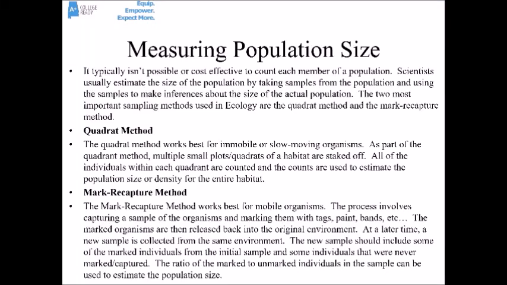So let's talk about measuring population size. Typically, it's not possible in terms of time, or it's not cost effective to count each member of a large population. So scientists can use different ways to estimate the size of a population. The two most important types of sampling used in ecology are the Quadrant Method and the Recapture method.